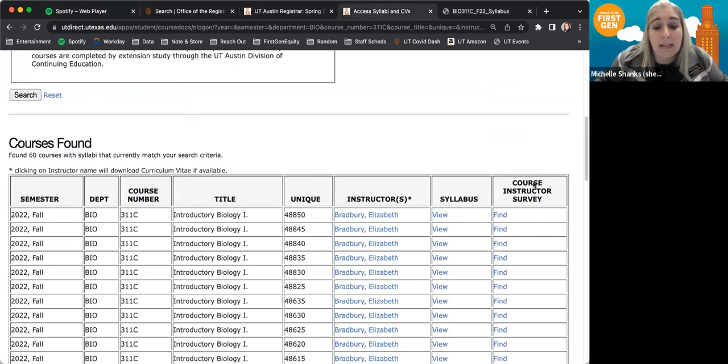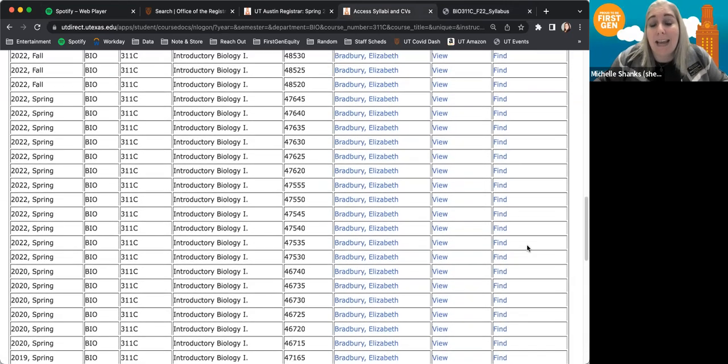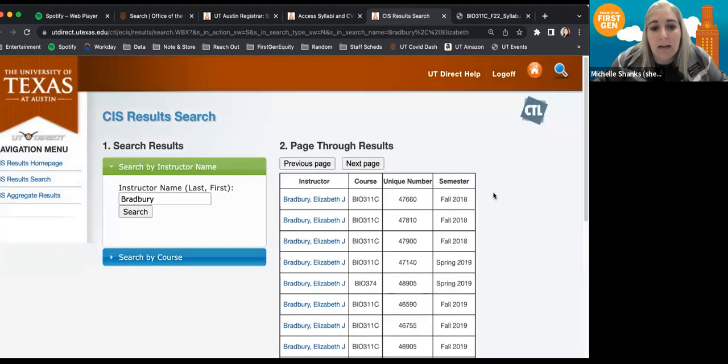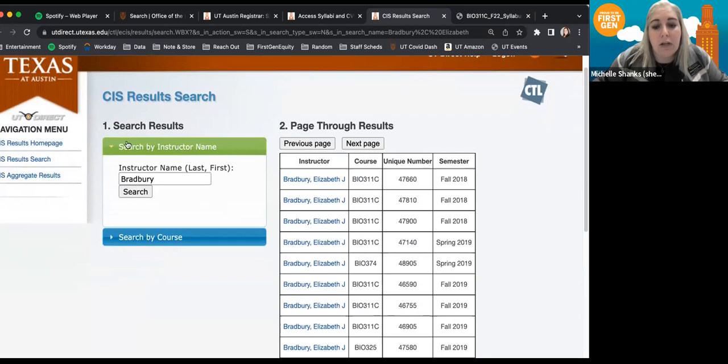But you notice that on this page, there is also the link to the course instructor survey. There won't be any for fall 2022 because that hasn't been submitted yet, but you can go down to fall of 2018 and it will pop up the course instructor survey search for you in another window. It's just not actually functioning right now for whatever reason. There we go. So you can access the course instructor surveys this way as well. But it is my advice that you use both of these tools to help you select your courses for each upcoming semester that you may face.